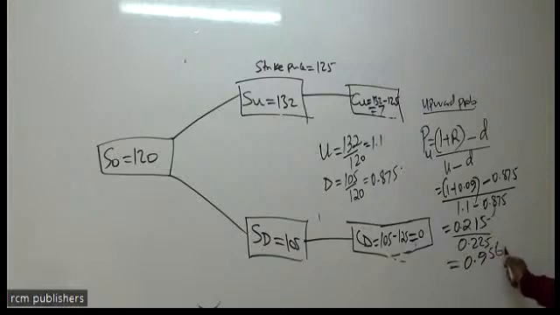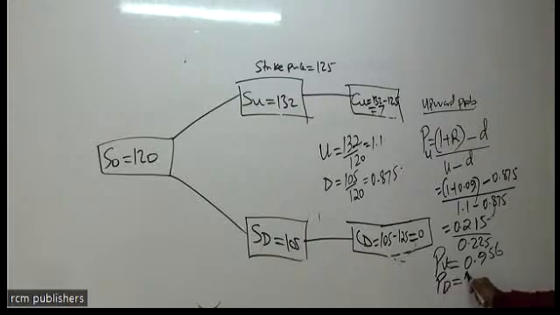0.956. But now remember that this is my PU. What about my PD? PD now will be 1 minus 0.956, which will end up giving us what figure?